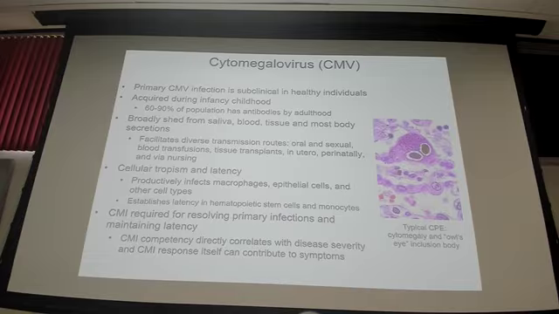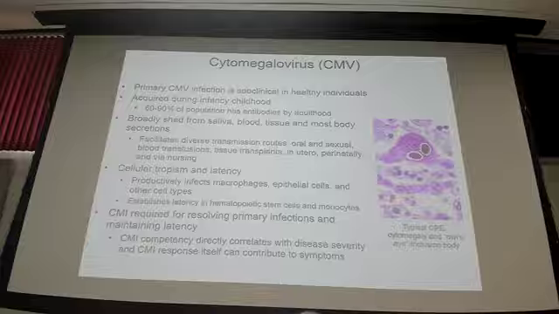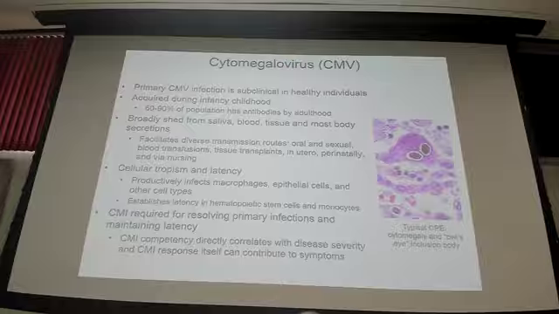Similarly with CMV, 60 to 90% of the population has antibodies by adulthood. A lot of us pick up our exposure to CMV, which is HHV5, if you're keeping count, in childhood. So you pick it up in childhood. Most of us never have any issues or problems with this virus, but we can shed it in low levels, particularly if it's in a persistent infection in these cells. So we'll shed it from saliva, blood, tissue, it could be in breast milk, a lot of different body secretions.